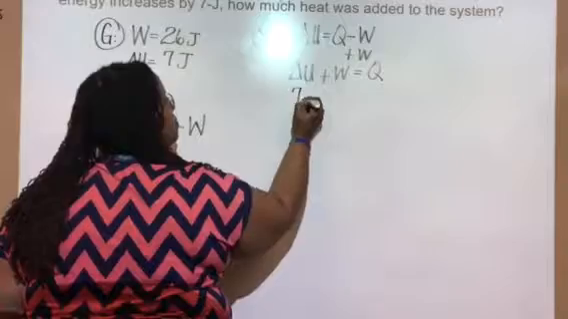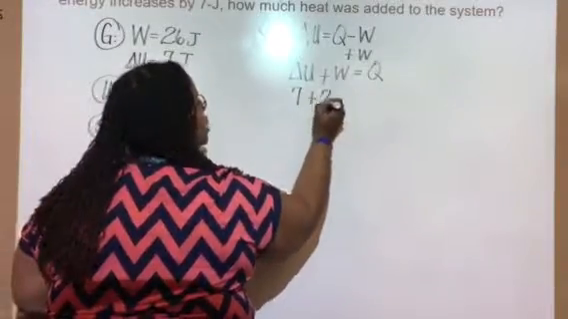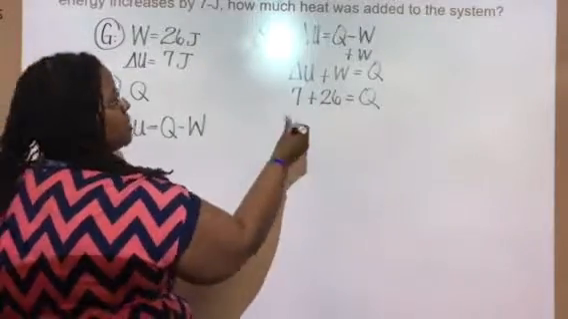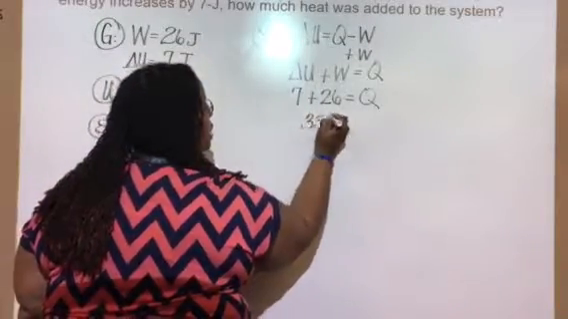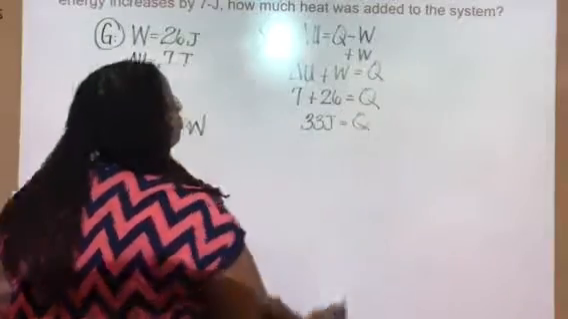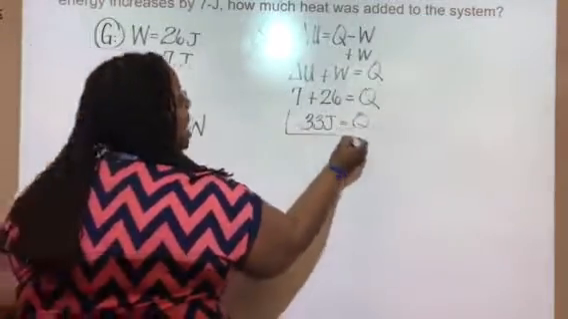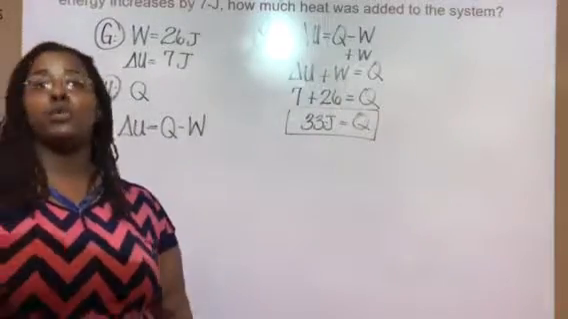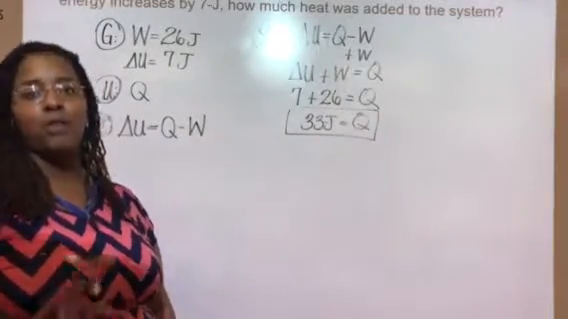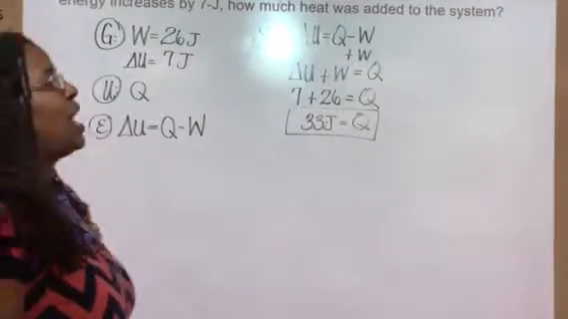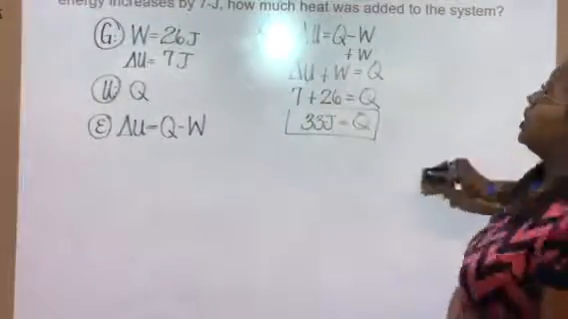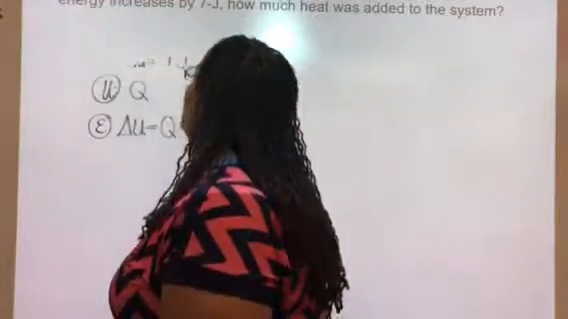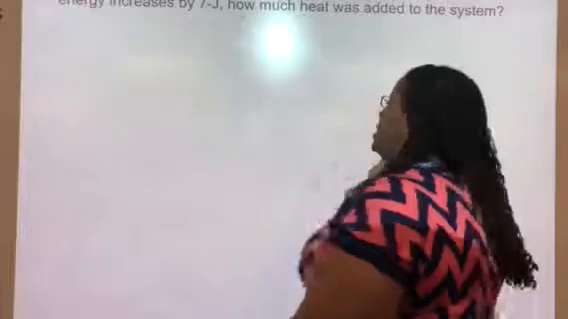U is going to be 7. The amount of work is 26. And then I have heat. 26 plus 7 should give me 33 joules. And that will be the amount of heat that was added to your system. A lot of these problems are very straightforward as long as you're able to identify your variables. Now, energy deals with joules, work is in joules, and we have also been able to locate heat.